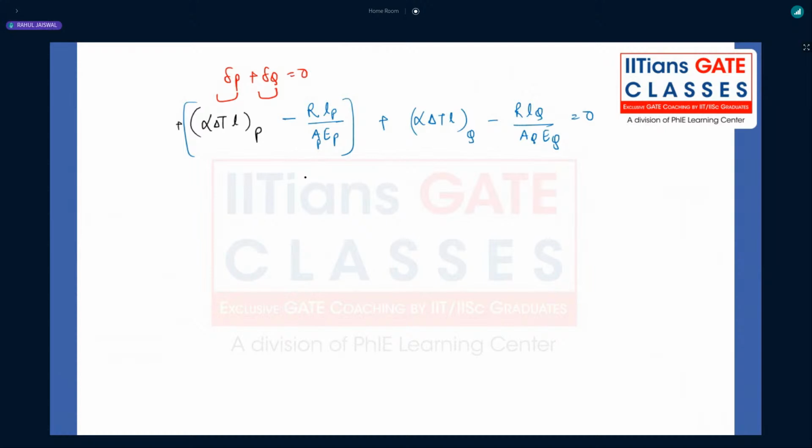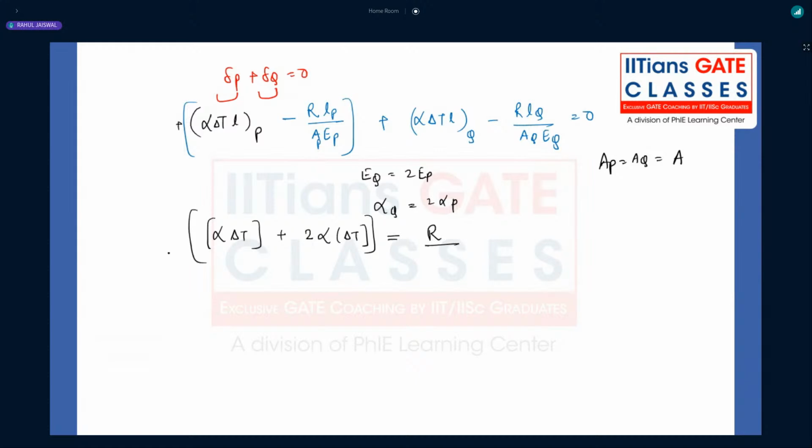Area, we can take it as A P equal to A Q, equal to A. And E Q is mentioned as what? 2 times of E P. Alpha of Q, they have mentioned what? 2 times of alpha P, right? In the problem, that is what they have given. So here we can write alpha delta T plus 2 times alpha delta T. R, length is going to be the same, area is going to be the same. So here I'm multiplying the area with this A, right? So here what we can have.